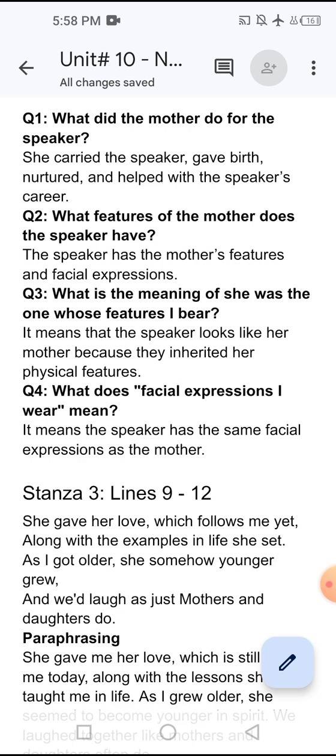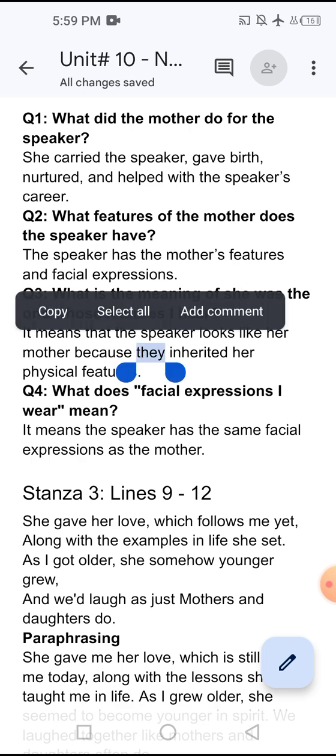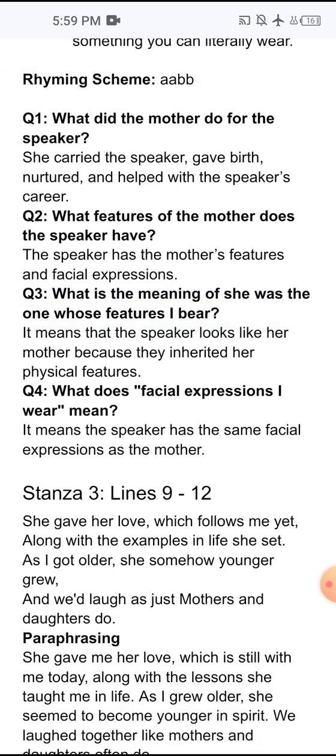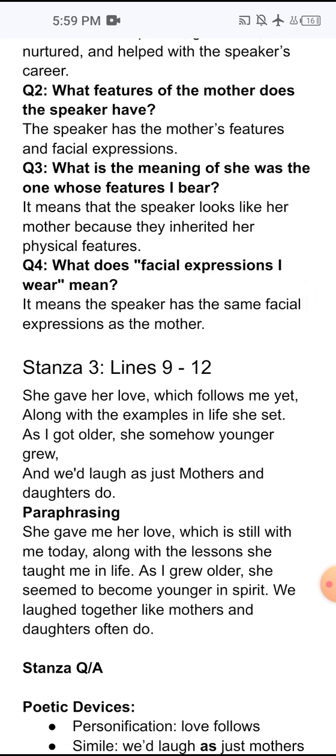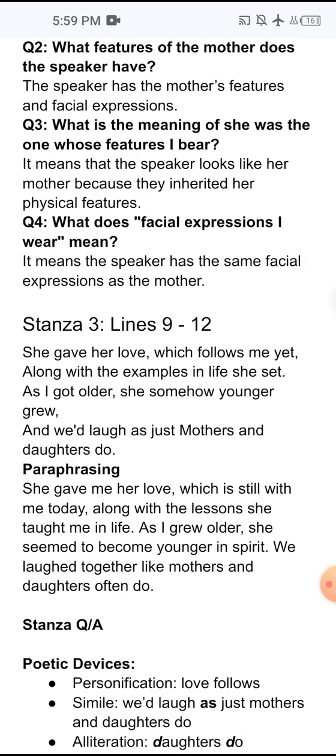So mostly, for the poet, it is usually written "they" or "their" in the books, and you can also find it in some blogs as well. Why? Because of respect. So you can write "they" or you can write "she", both are correct. It means that the speaker, and if you have some confusion you can write the poet inherited, or poetess inherited. So all the things are correct. Now, because she inherited her physical features, what do facial expressions mean? It means that the speaker has the same facial expressions as the mother.